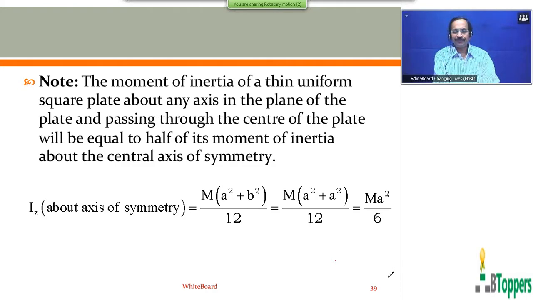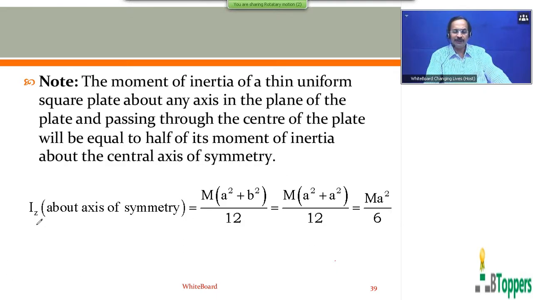Now look at the screen. So now I am going to show you the conclusion of the discussion which I have just discussed. I will once read out the conclusion which is shown on the screen. The moment of inertia of a thin uniform square plate about any axis in the plane of the plate and passing through center of the plate will be equal to half of its moment of inertia about central axis of symmetry. Come on, copy down this conclusion.